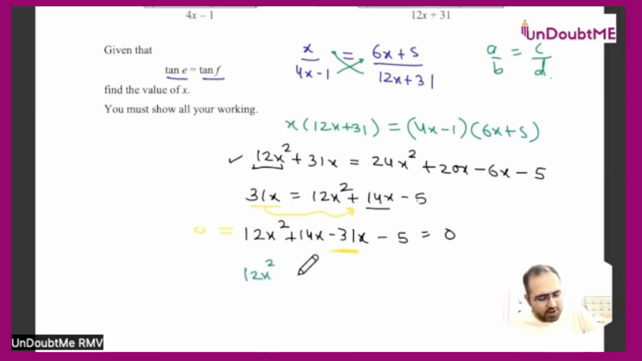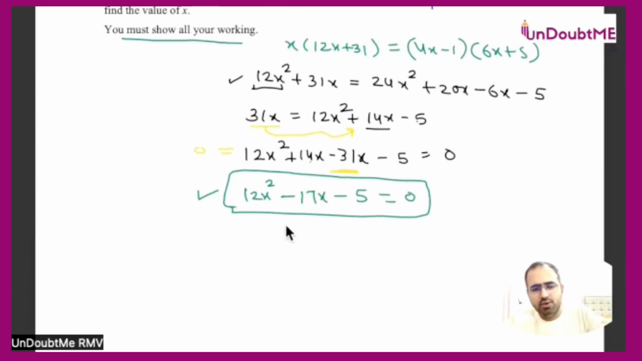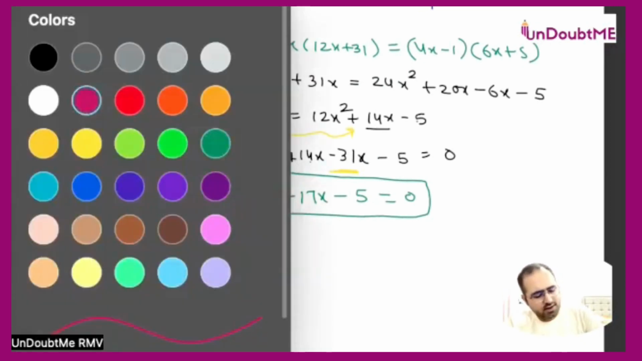Now finally we'll simplify 12x square, 14 minus 31. So it will be minus 17x minus 5 is equal to 0. Your first try should always be by factorizing the quadratic and getting the x value. In case a question says to give your answer up to 2 decimal places or 3 significant figures, that is a hint that it will not be factorized. So you should directly go with the formula method. In this question, nothing is given. So we can actually solve the quadratic using the factorization method.